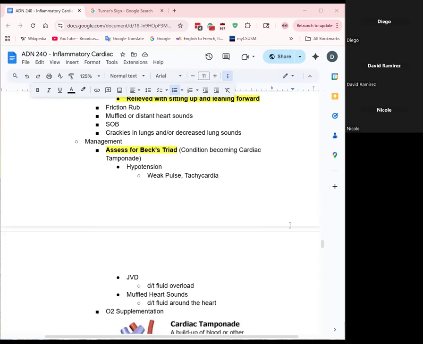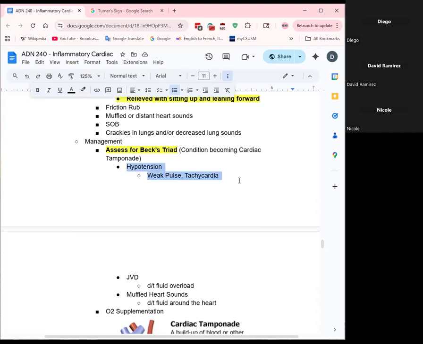All right, sorry. So Beck's triad. This is your signs and symptoms that this condition can be progressing into a cardiac tamponade. You will 100% need to know this one. You will have some questions where you're given some symptomology, and the entire point of the question is for you to be able to identify some of these potential signs and symptoms that are showing that the patient is progressing in a very bad way. So 100% you need to know this.